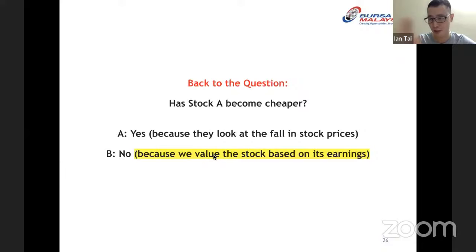Because we always tend to look at a stock as a business. Therefore, we always want to value a stock based on its earnings, or its ability to generate earnings. Forget about price first. We always want to focus first on the earnings.